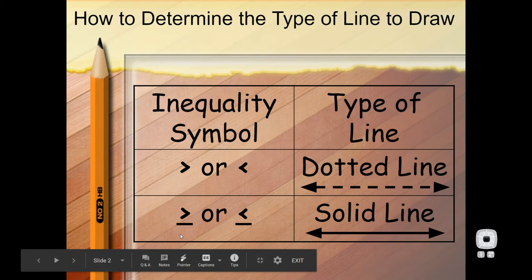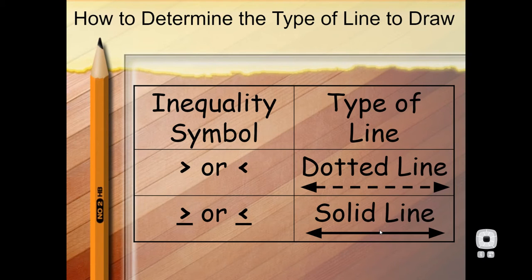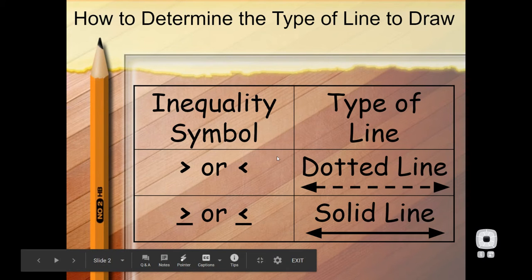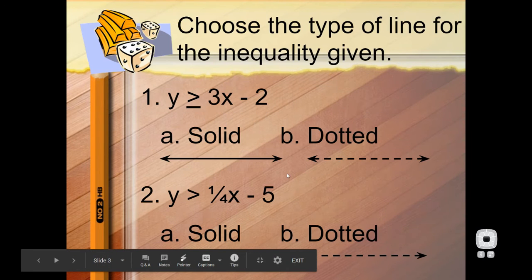Or if it's greater than or equal to or less than or equal to, we're going to graph that with a solid line, meaning that any point that falls on that line is a part of that boundary, part of that solution set. So that's really all we have to remember to start out with. That doesn't seem too tough.